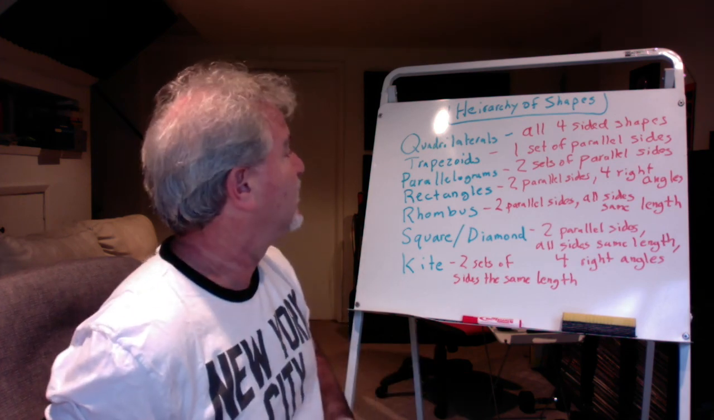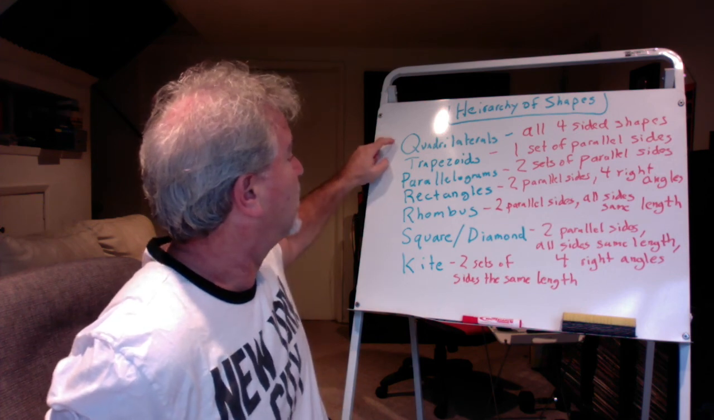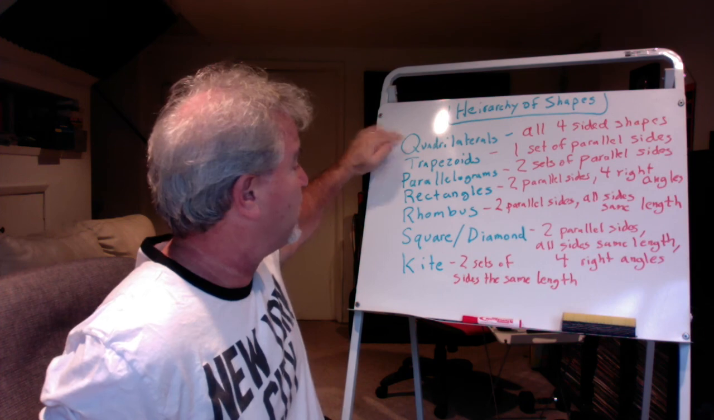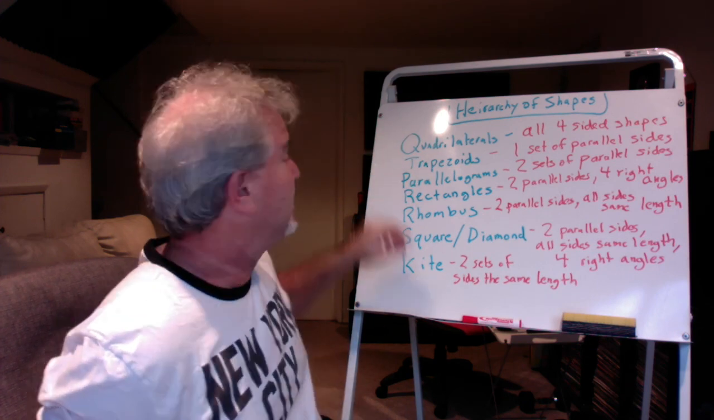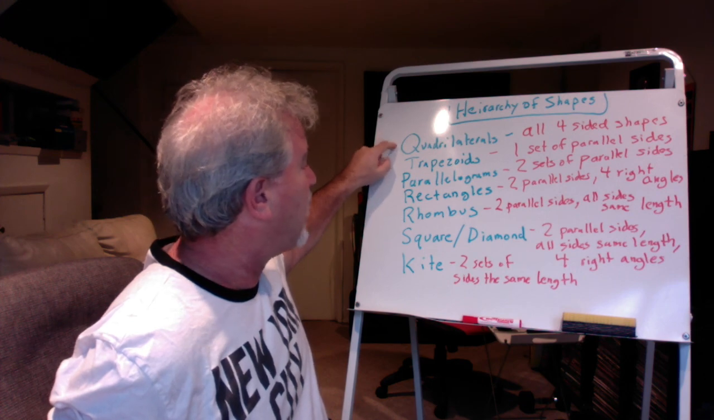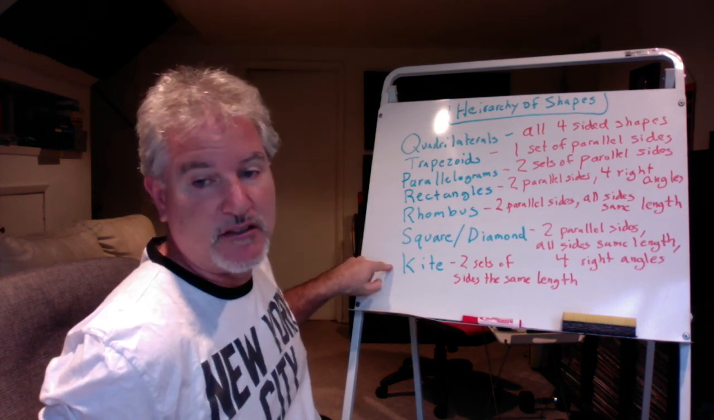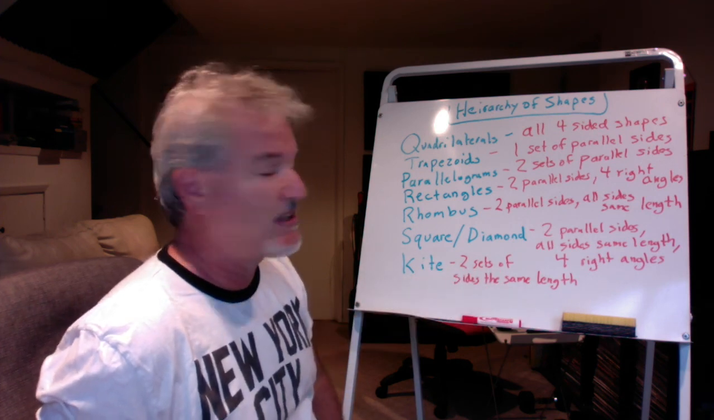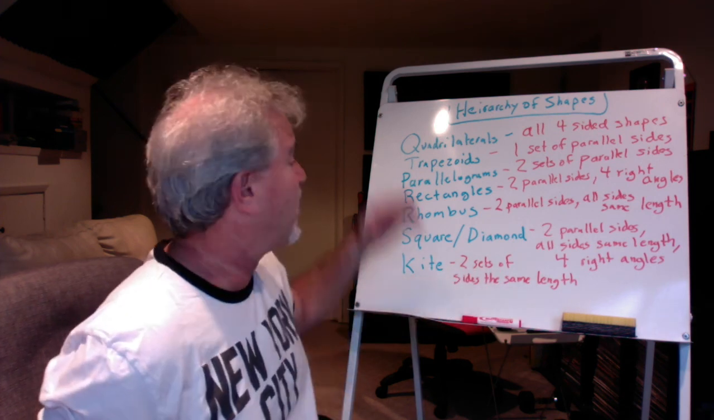Same thing with quadrilaterals. I can't say, is a quadrilateral a kite? Well, no, because the kite has to have two sets of sides the same length. So you can't go backwards.